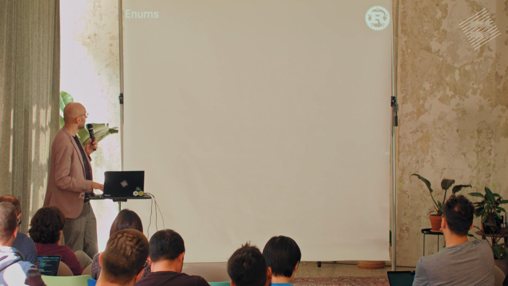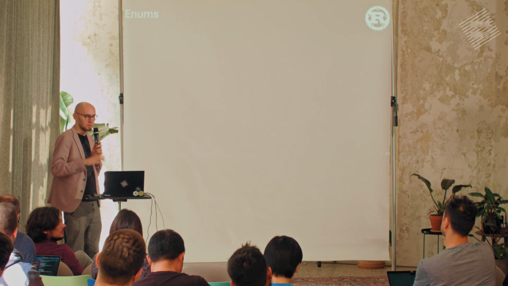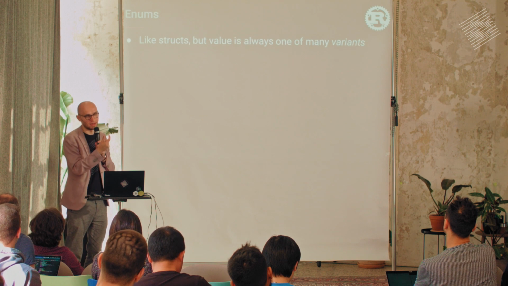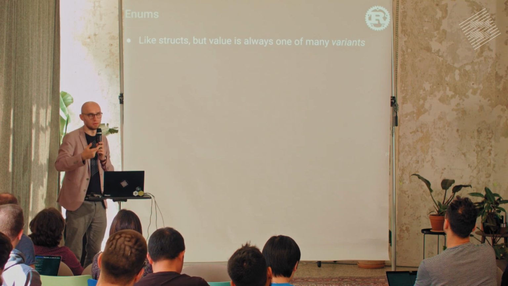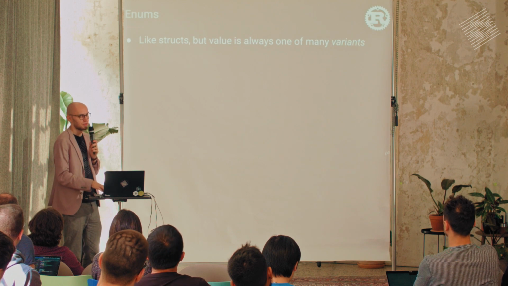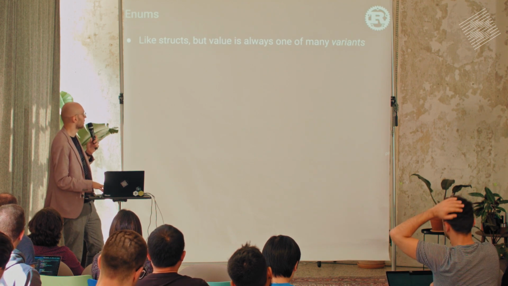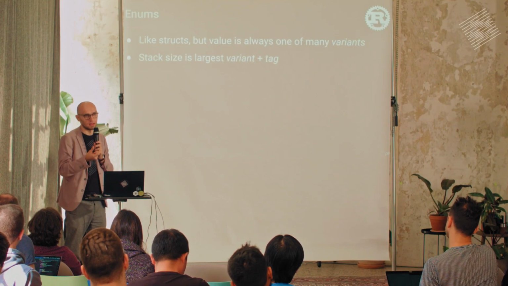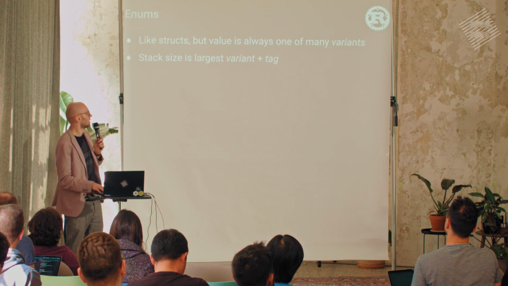And then we have enums, which are similar to structs. If you're coming from C, those are tagged unions. I don't know if that tells anyone anything. Enums have multiple variants, which can be different shapes, different sizes, and can have different fields. There's a tag attached to it, so the compiler has to know which variant you're working with. On the stack, if you care about stack sizes, it's the size of the largest variant plus the tag.